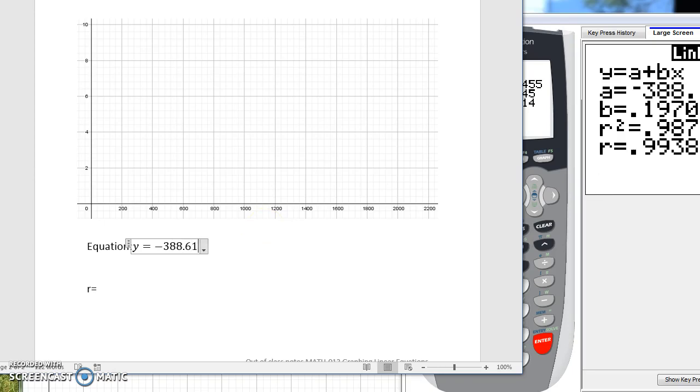388.61 plus b is 0.197 x. Let's just do 0.197x. And what do we get for our r? Our r value is 0.99. That means, again, we have some serious correlation going on here. So again, what we're doing in this lab is we're just getting used to plotting points, getting data in the calculator, and then cranking these regression equations out.